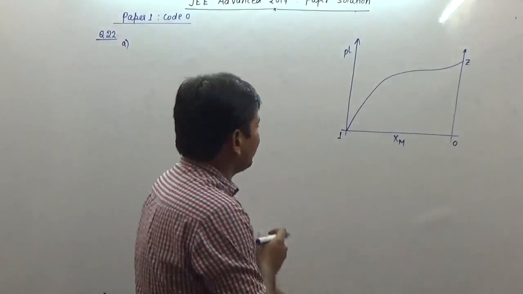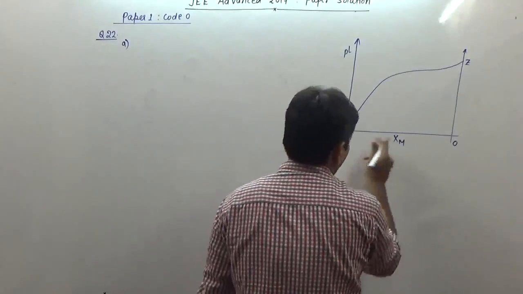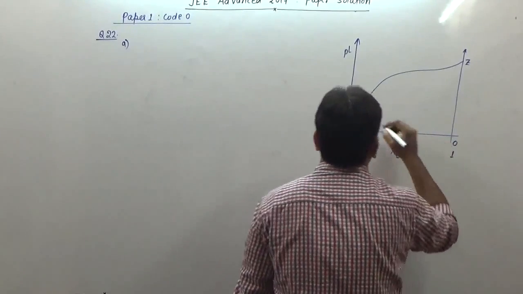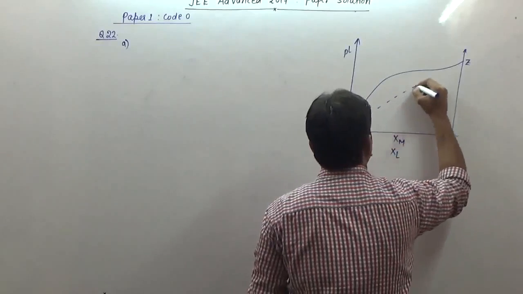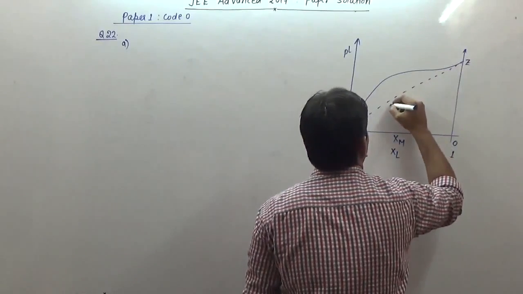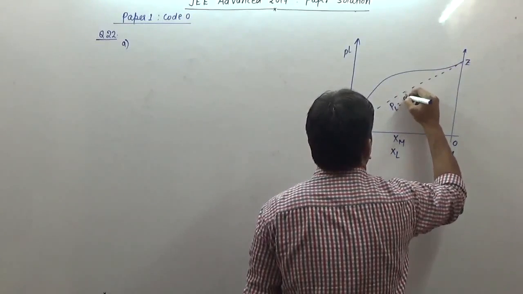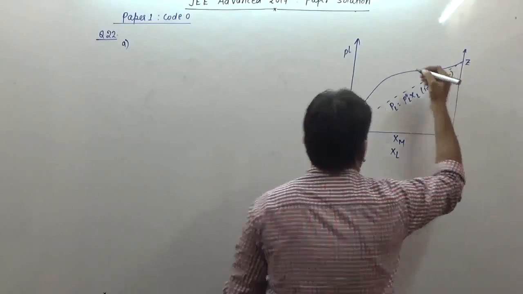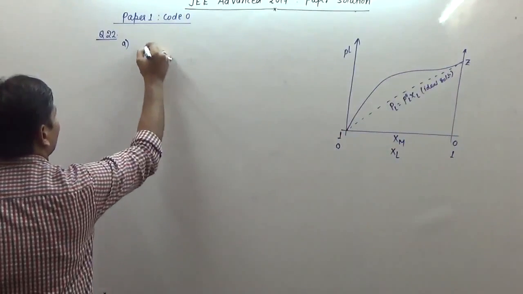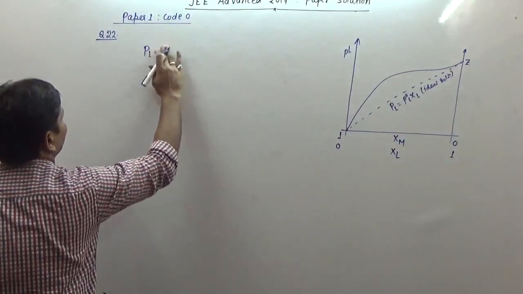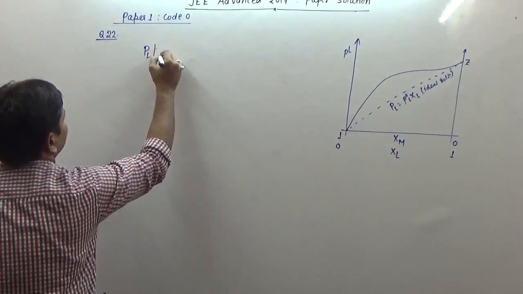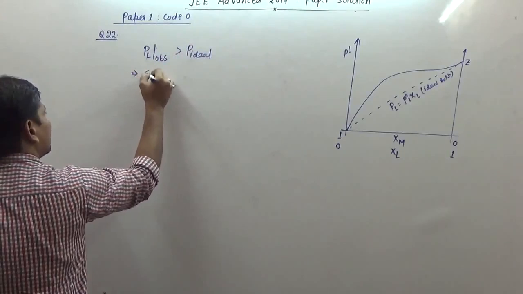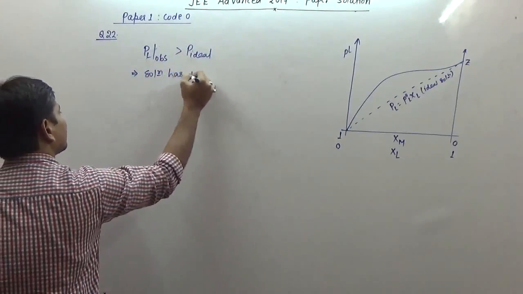As you can see, if XM is 1 here, XL will be 0 here, and XL will be 1 where XM is 0. You must know that for an ideal solution, vapor pressure is PL ideal equal to P naught L into XL. This is an ideal solution. And from the graph it is clear that PL observed is greater than PL ideal. It means that the solution has positive deviation from Raoult's law.